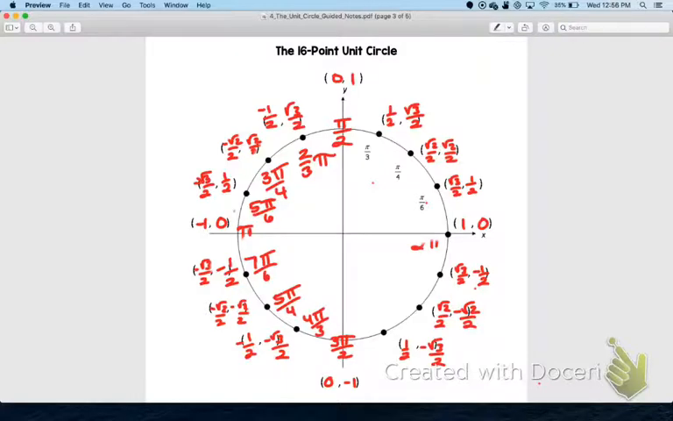And then 3 pi over 2, adding a 6 there would be 5 pi over 3. Adding a quarter to 3/2 pi would be 7 pi over 4. Adding a 6 to 5/3 is 11 pi over 6, and that gets us back to 2 pi. Alright, I think we got everything filled in there, nothing erased. So, a full completed 16-point unit circle would look like this.